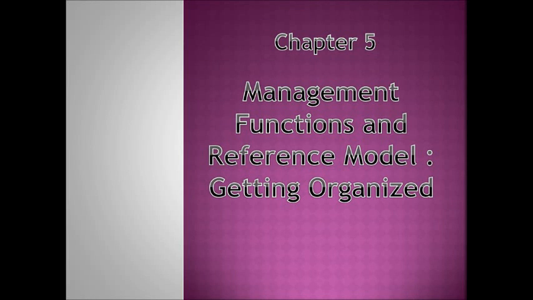Chapter 5: Management Functions and Reference Models: Getting Organized. This chapter picks up right where we left off in our discussion of management dimensions in the previous chapter. Specifically, it takes an in-depth look at the function dimensions of network management, a big topic that deserves its own chapter. This concerns the range of functionality that management applications and operational support systems need to cover.